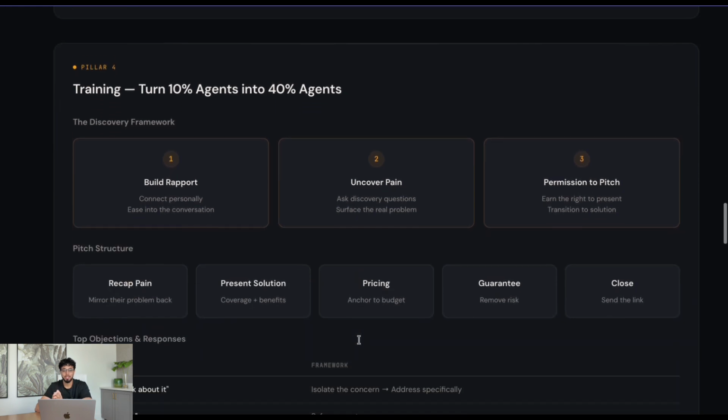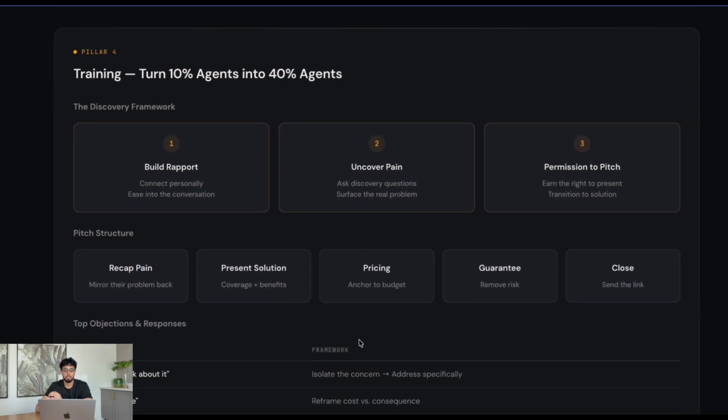You need to turn the 10% close rate agents to 40% closing agents. And this goes all into sales, right? Building rapport, uncovering your pain, and permission to pitch, right? You have all the knowledge in your head because you have closed 10 to 20K a month on your own. So you need to be able to distribute that knowledge to your team and make sure they can effectively apply that knowledge and actually close more deals as well.